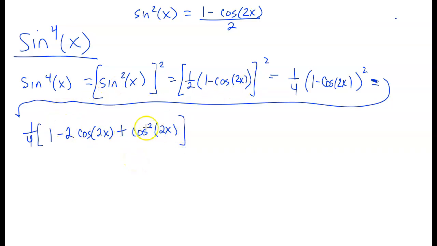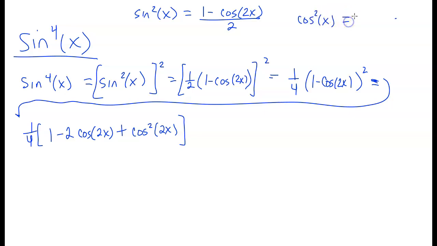And so from here, we know that this 1/4 is fine. We know the 1 is fine. We know that we can take the antiderivative of 2 times cosine of 2x just fine. But here we have this cosine squared of 2x that we still can't take the antiderivative of straight up. So we need to use our reduction formula again.